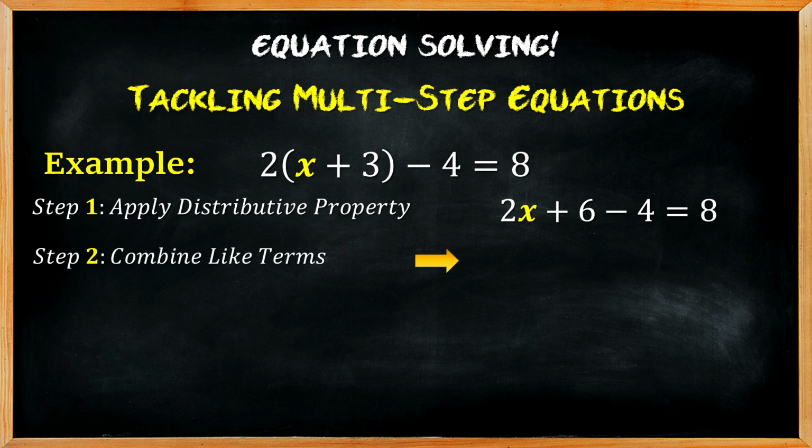Step 2. Now we combine like terms. We have 6 minus 4, which are both constant terms. 6 minus 4 equals 2, so our equation becomes 2x plus 2 equals 8.